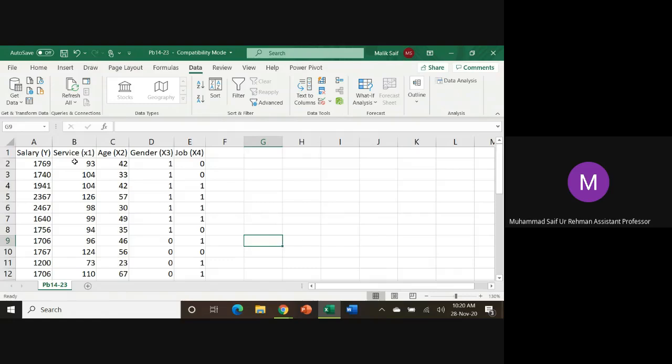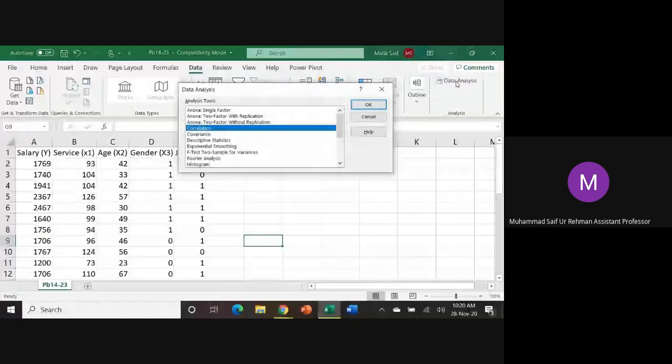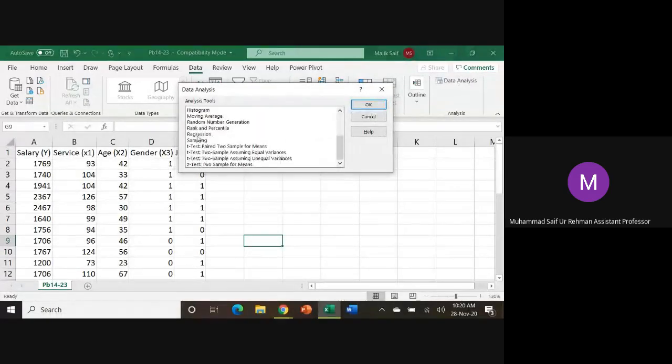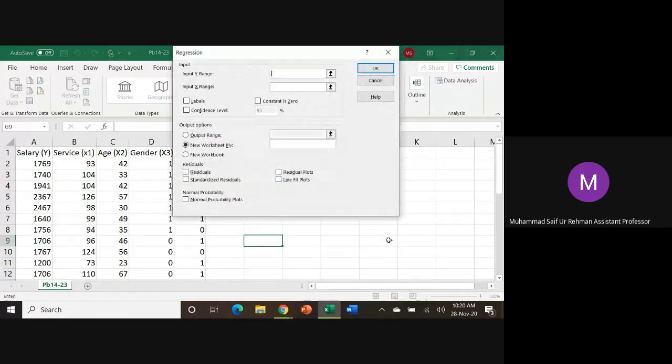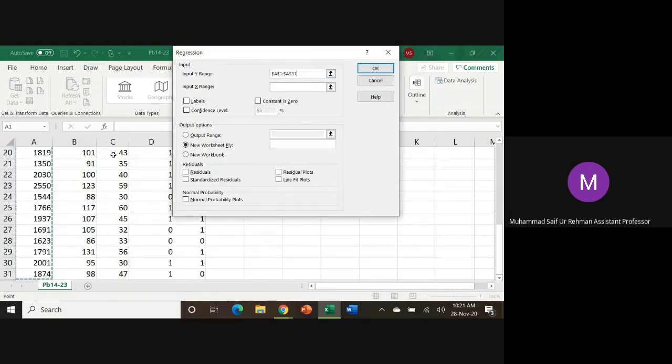Among these independent variables, age is, let us say, 42 years, 33 years, and so on. Service is in months, not in years, so 93 months, 104 months, like this. How will you find the estimators? You can straightforwardly use data analysis here and go to regression. Press OK, this window will open, and you will give the output range. This is the output range.